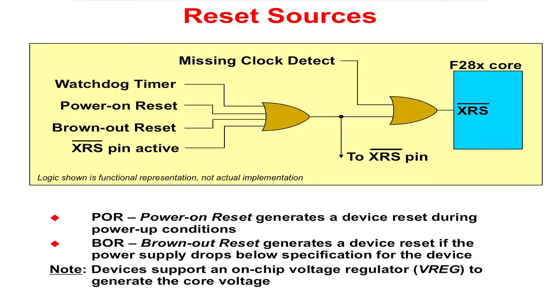There are various reset sources available for this device: an external reset pin, Watchdog timer reset, power on reset, which generates a device reset during power-up conditions, brownout reset, which generates a device reset if the power supply drops below specifications for the device, as well as a missing clock detect reset. Additionally, the device incorporates an on-chip voltage regulator to generate the core voltage.